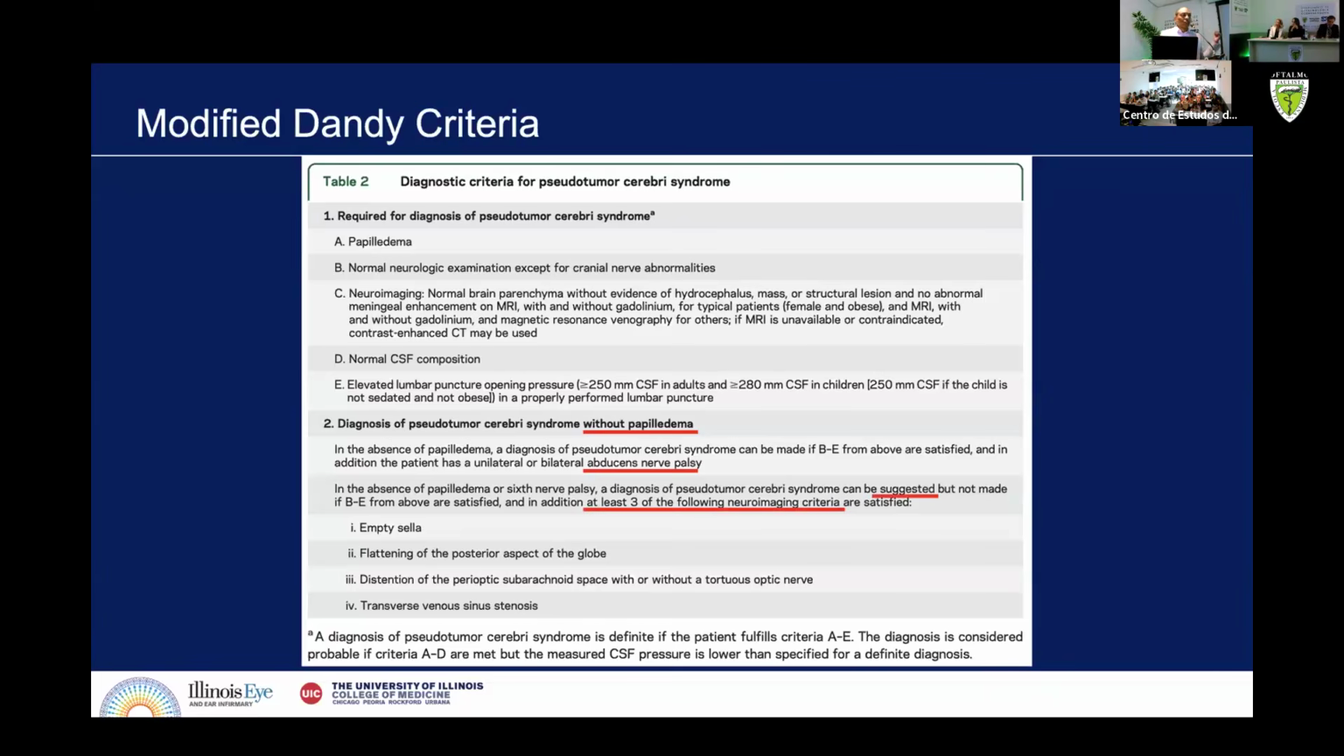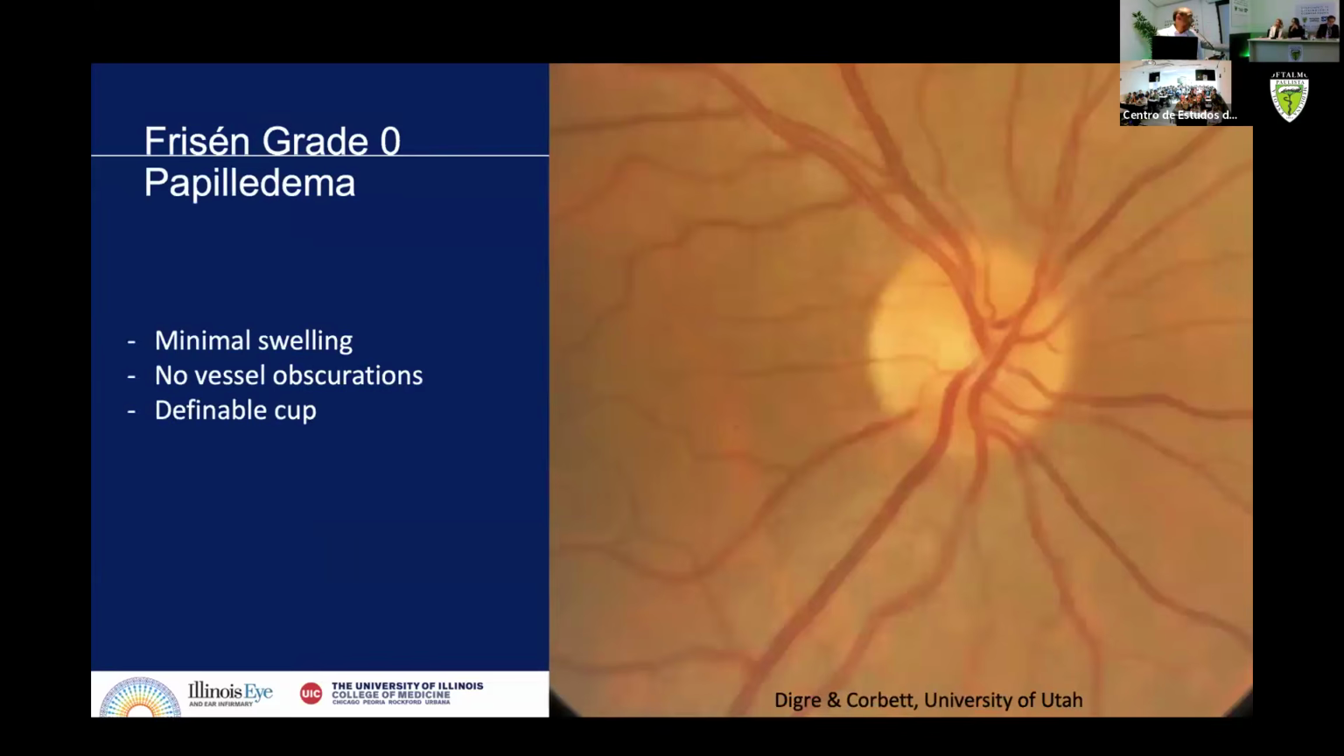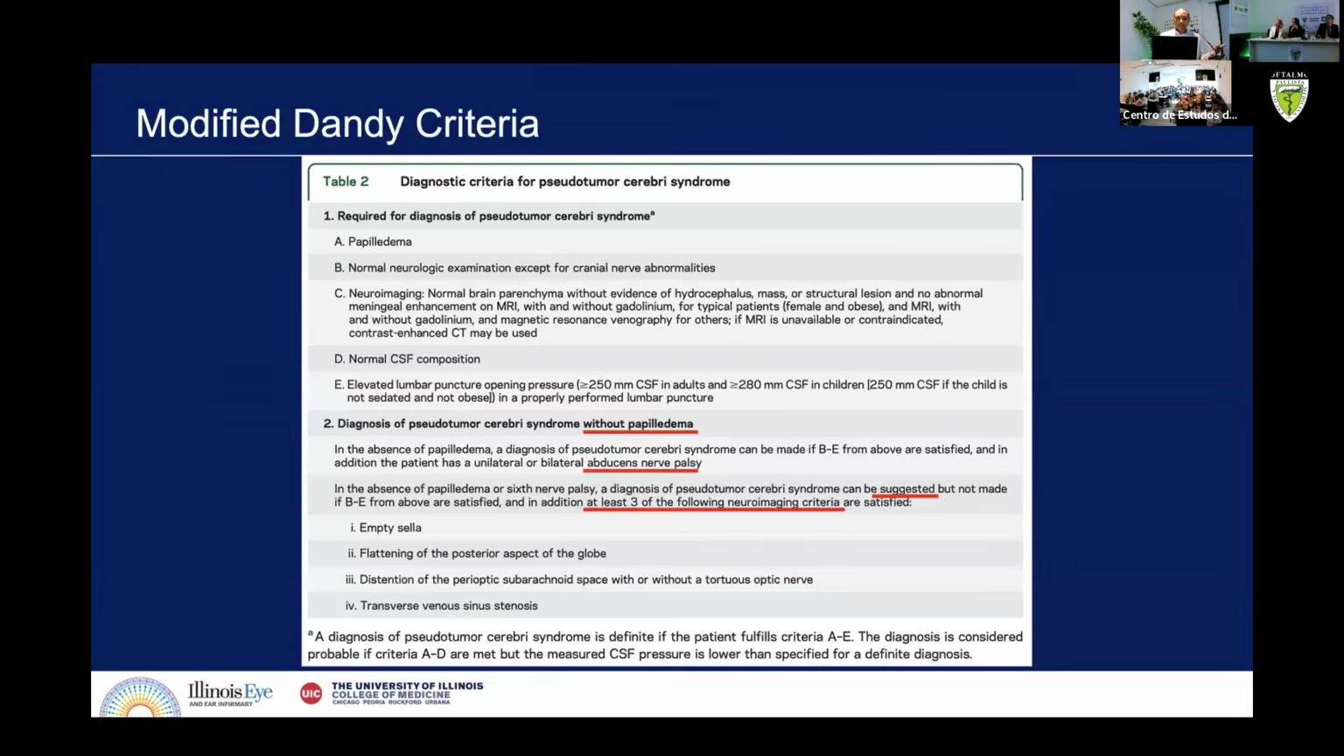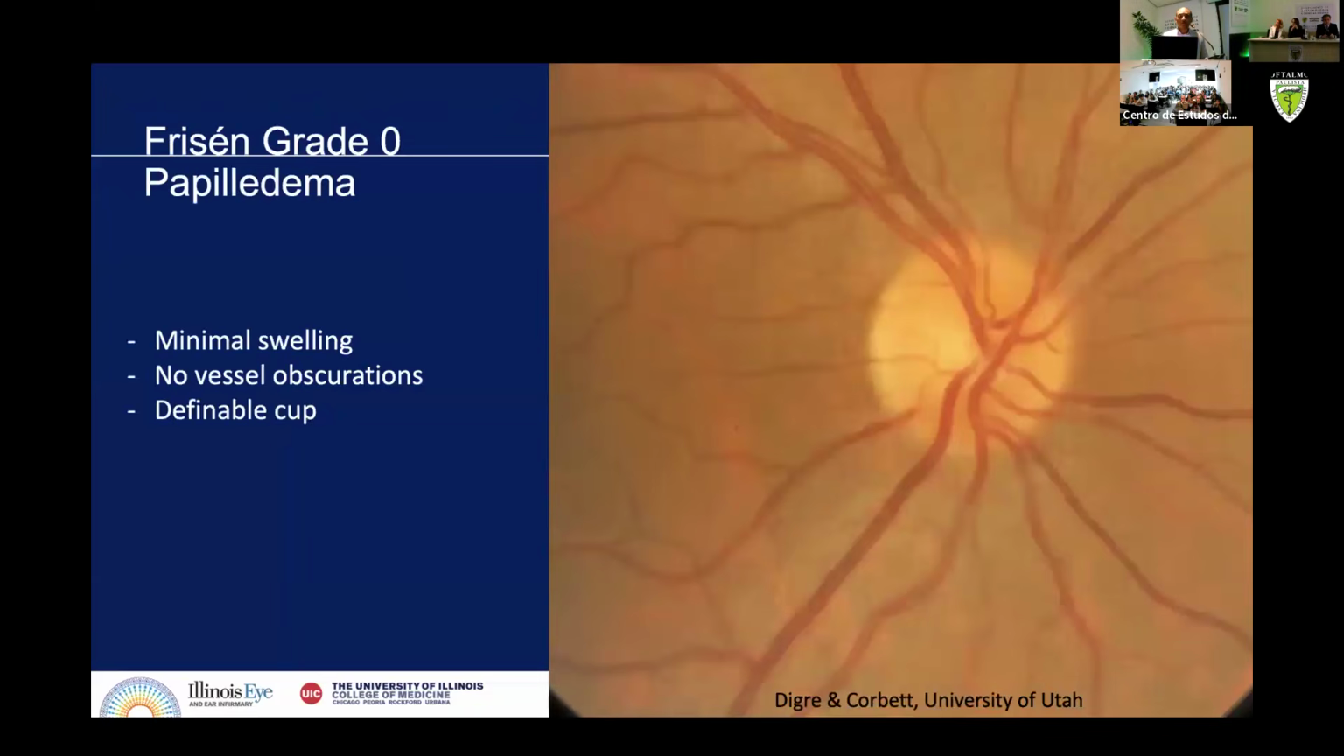You can also suggest the diagnosis if you have the above without a 6th nerve palsy, but with some of these radiologic findings. So an empty sella, flattening of the posterior globe, distension of the perioptic nerve sheath, and transverse venous sinus stenosis. So the modified Dandy criteria.